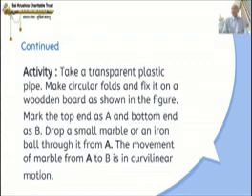Take a transparent plastic pipe. Make circular folds and fix it on wooden board as shown in the figure, which you will be very soon seeing. Mark the top end as A and bottom end as B. Drop a small marble or an iron ball through it from A. The movement of marble from A to B is in curvilinear motion.